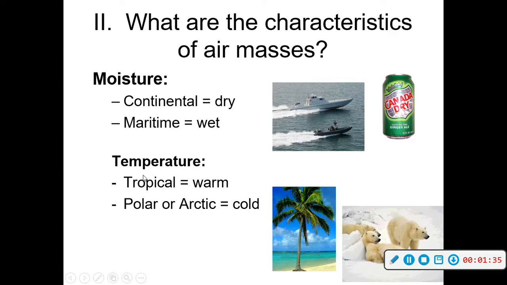Okay, and then temperature, tropical. Think of palm trees, that's always warm. And then polar or Arctic tend to be cold, so you think of polar bears. Polar tends to be pretty cold. Arctic means it's really, really cold, right? And we've had Arctic air masses a couple times. They call them polar vortexes when they come down from the Arctic area. We've had that condition a couple times, not this past winter, but maybe a few winters ago. We've actually experienced those.